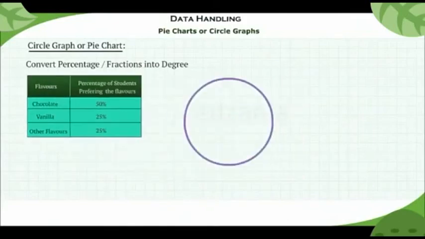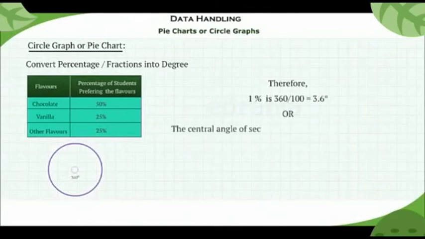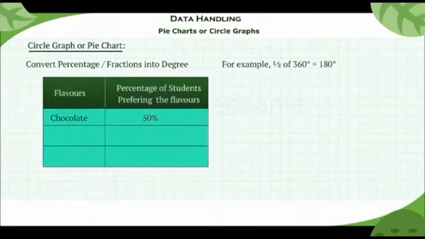The total angle at the center of a circle is 360 degree. Therefore, 100% classification of data values is represented by the 360 degree angle. Or 1% is calculated as 360 degree by 100 which equals 3.6 degree. The central angle of section is a fraction of 360 degree, which we need to find out. We make a table to find the central angle.